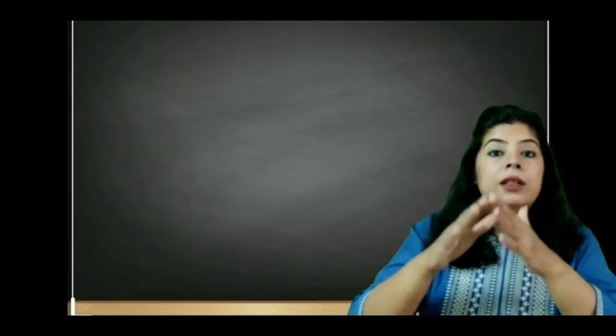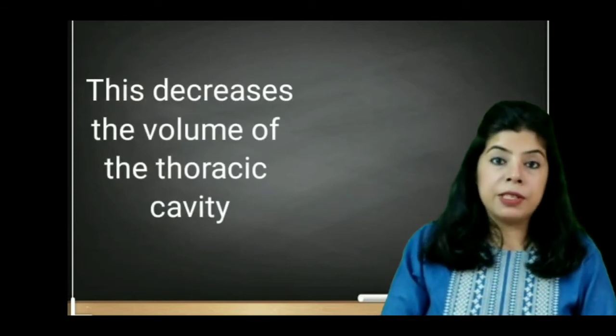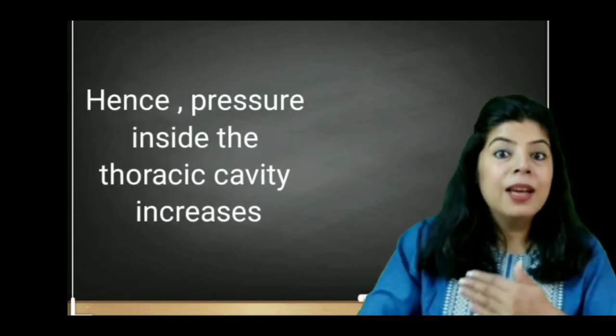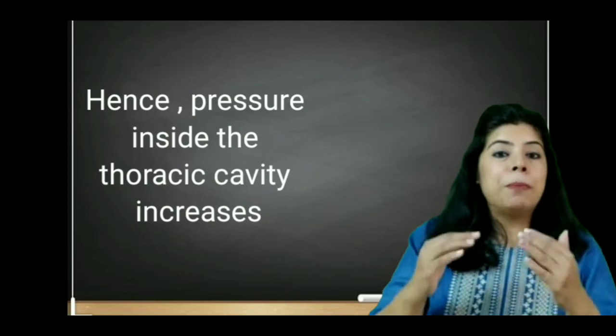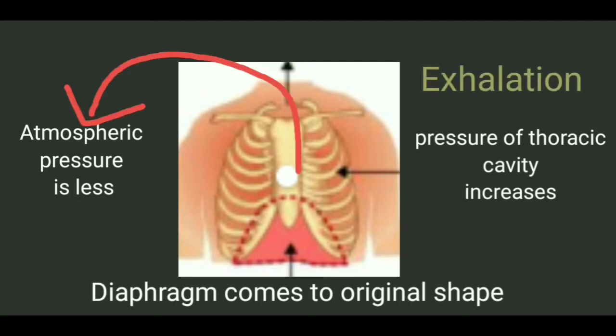Then what happens? The volume of the thoracic cavity decreases. And we know that when the volume decreases, the pressure becomes high. So the pressure inside the thoracic cavity is more than the atmospheric pressure which is outside the body. So from where to where will the air move now? The air will move from a region of high pressure, that is inside the thoracic cavity, to an area of low pressure, that is outside the body, that is the air will be exhaled out.